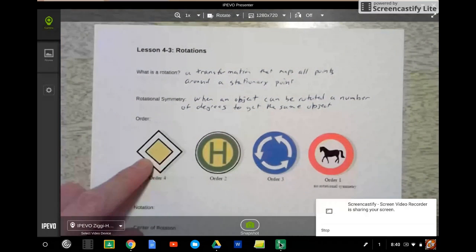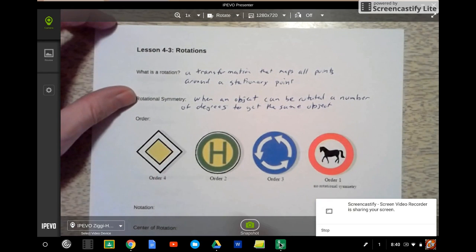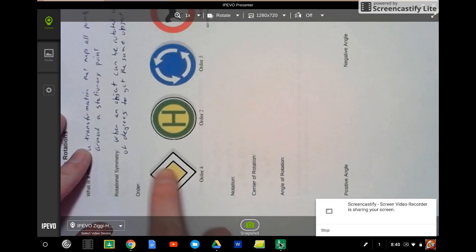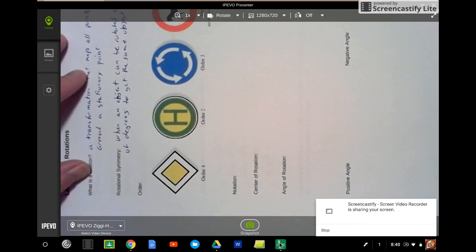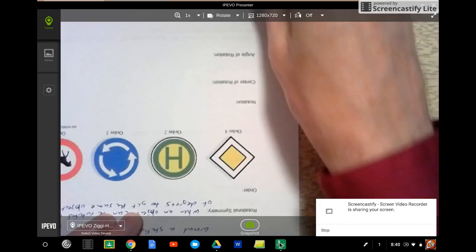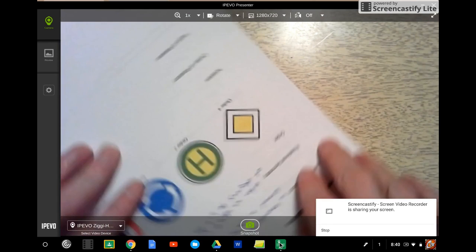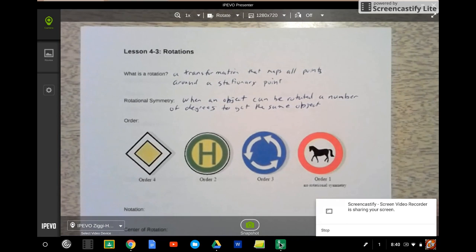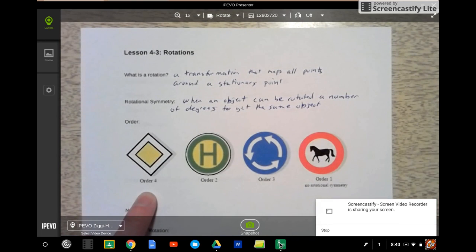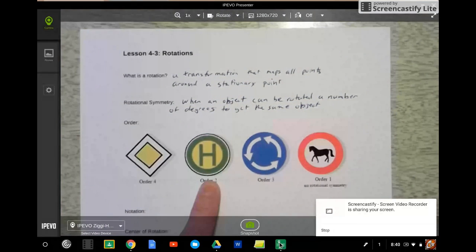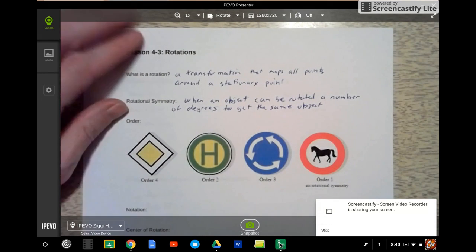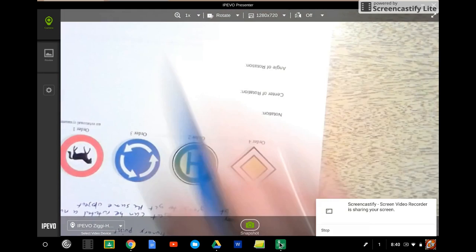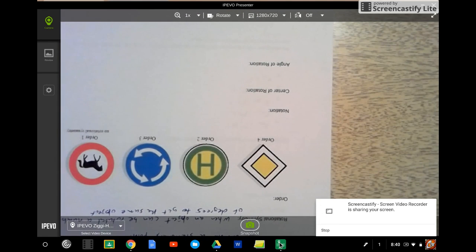Like, let's take this figure here. If I take that figure and we're going to turn it one time, we get the exact same figure back. So that's 1, 2, 3, and 4. So it has an order of 4 because we could turn it 4 times. The H here, we can only turn that. I can leave it there. I can turn it completely around. And there's 1. We get the same picture again.